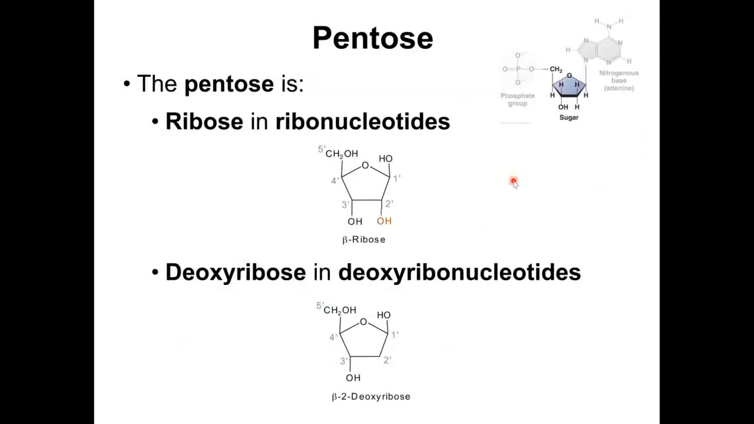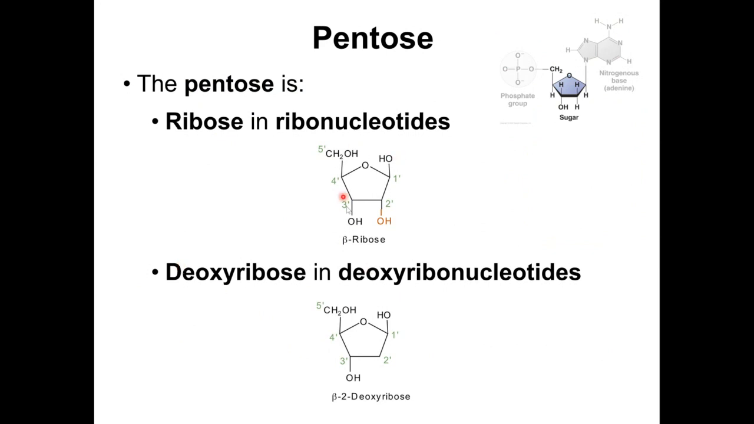Now, starting from the pentose. The pentose here is that component of the nucleotide that joins together the nitrogenous base to the phosphate group. It's in between there. Now, these pentoses, so they're 5-carbon monosaccharides, can be of two types. If you're talking about the nucleotides that make up RNA, so ribonucleotides, it will be ribose. If you're talking about those nucleotides that make up DNA, so deoxyribonucleotides, it is deoxyribose.